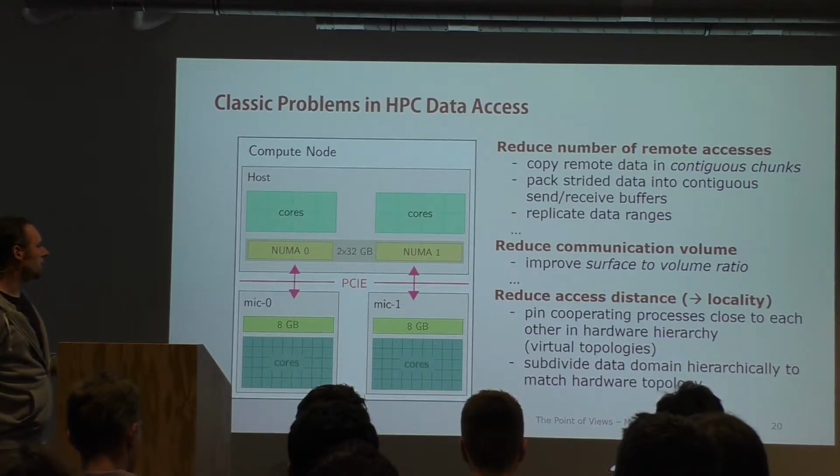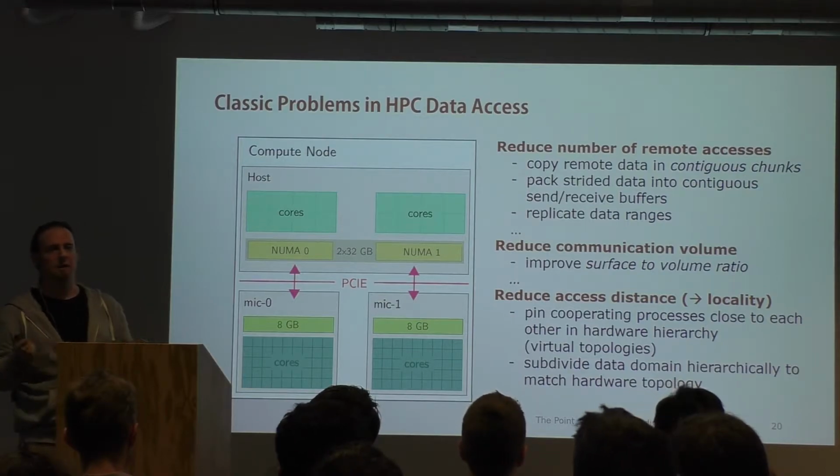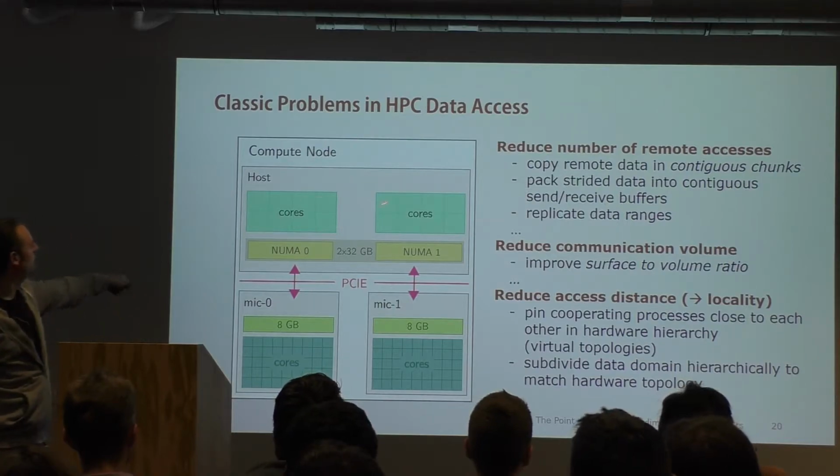And then we can reduce the access distance, so we can just communicate. So processes that are presumably cooperating in the application, we can pin them close to each other in the machine topology.